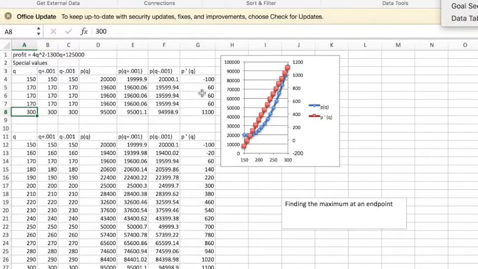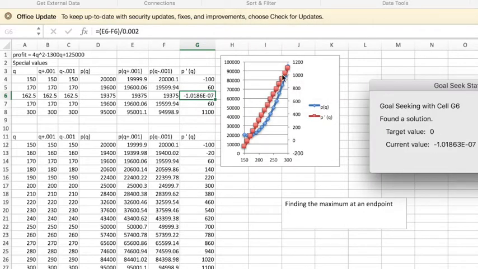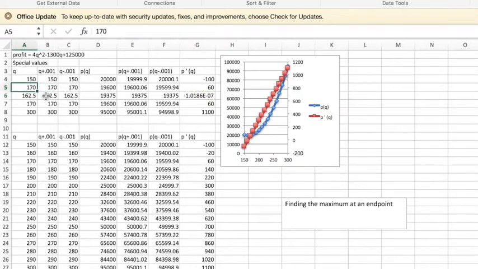I'm going to do goal seek, starting where the derivative is zero. I'd like G6 to be zero by changing A6. And this happens at 162.25. I can look close by, 162.4 and 162.6. And what I'll see is this point is actually a local minimum.